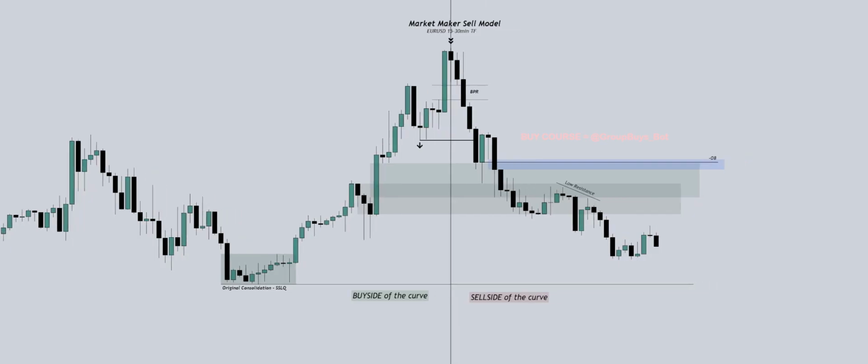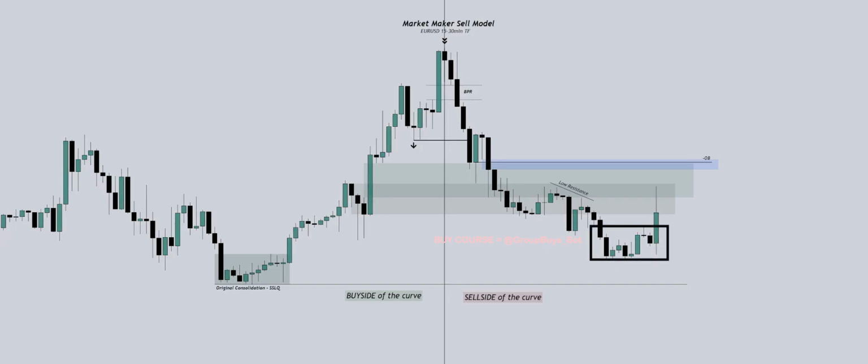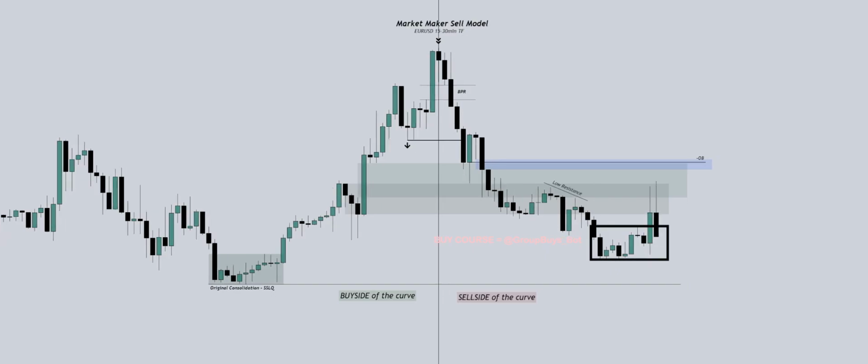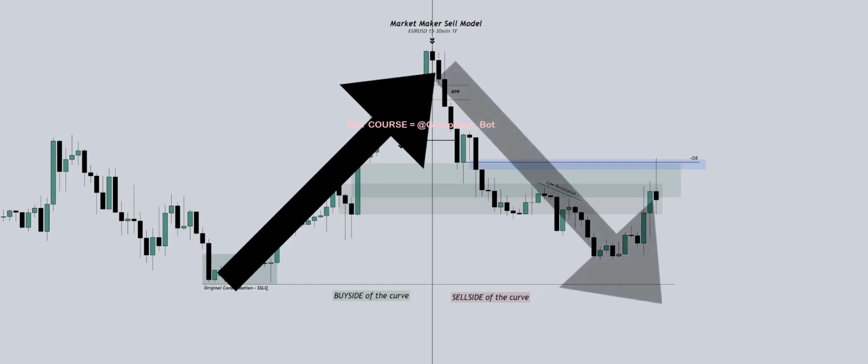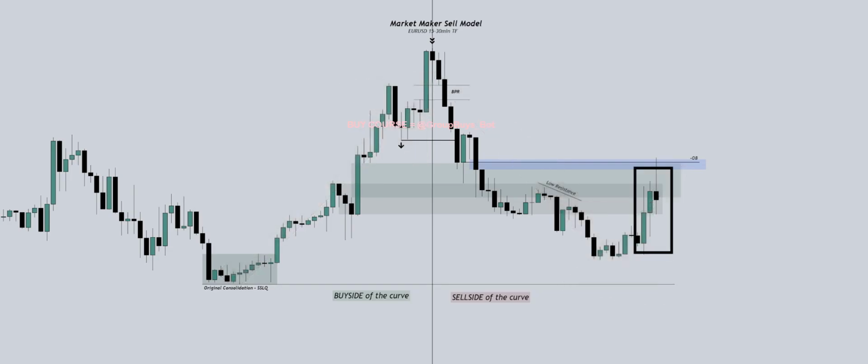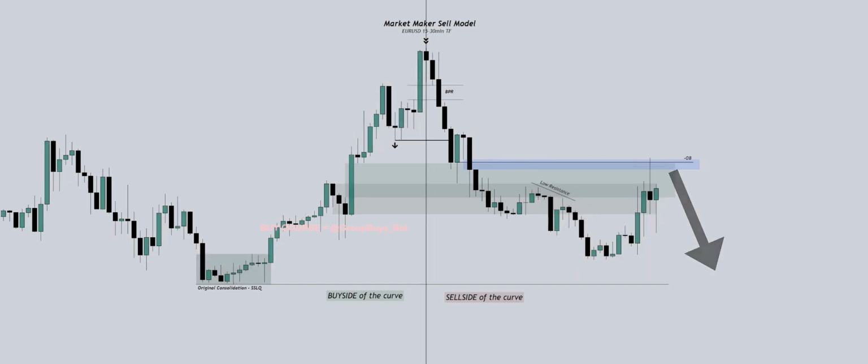Now, notice how here price on the 30-minute time frame built a clearly visible 5-minute consolidation right here during the Asian session, and then started expanding higher towards our key outlined area, building a buy side of the curve of the 5-minute potential market maker sell model in play, which is inside of this bigger 30-minute sell model, acting as the last retracement, before price declines towards the original consolidation.